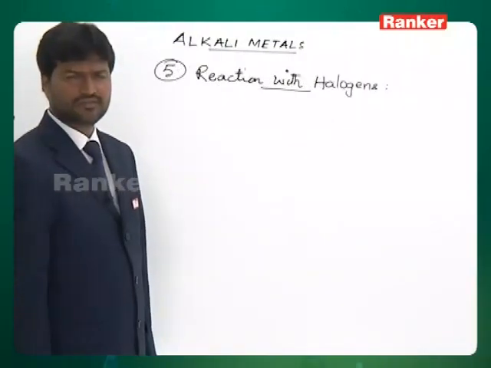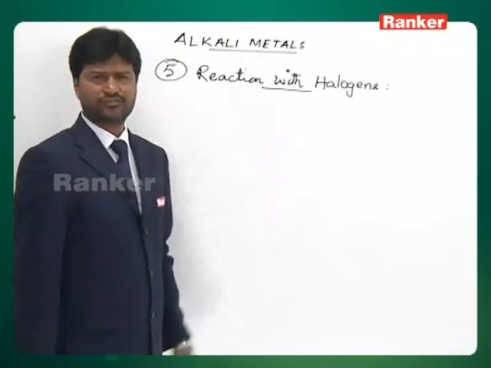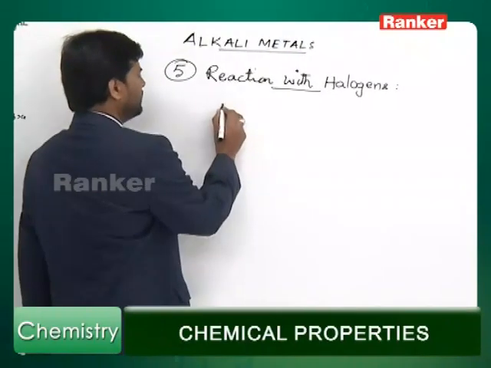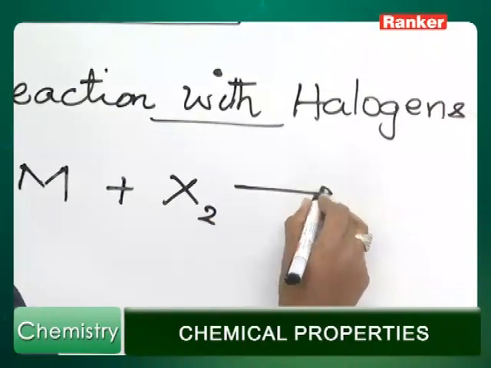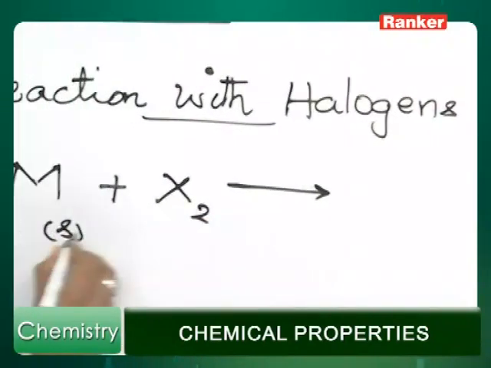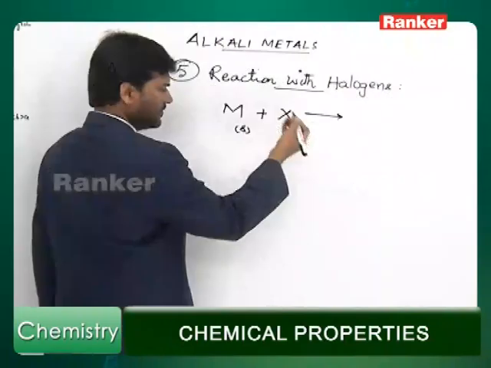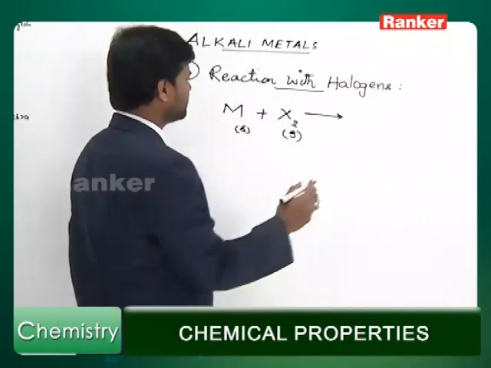Let's learn reaction of alkali metals with halogens. This is a generalized equation. Alkali metal reacts with halogen. This is a solid. Halogens are generally, we use them in the form of gas.